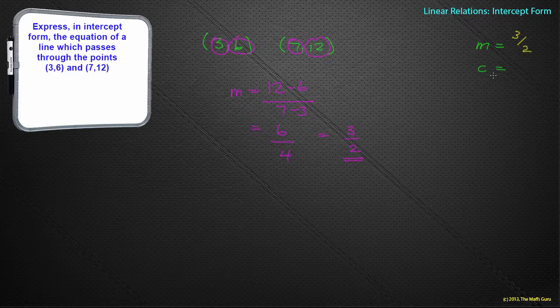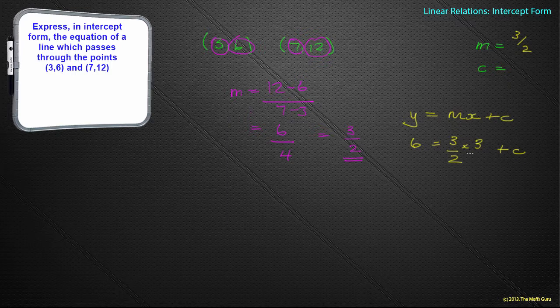How do I find my c? Well, to find the intercept, I need to go back to my y equals mx plus c. And what do I need to know? Well, I know m is now 3/2. I'm trying to find c, so that means I need a value of y and x. Well, of course I can find y and x because they're tricking me. A y and x value is found through a coordinate. So, y equals 6 when x equals 3.